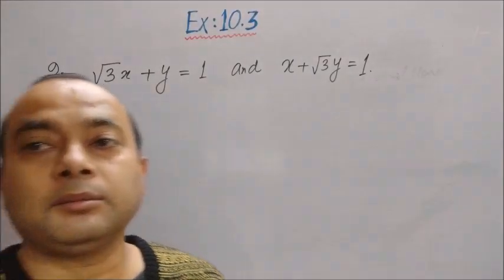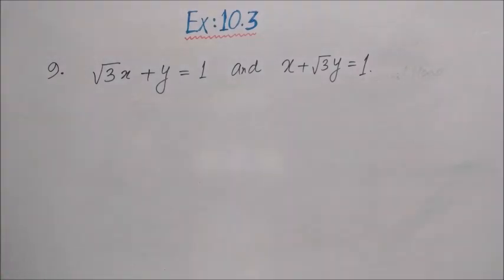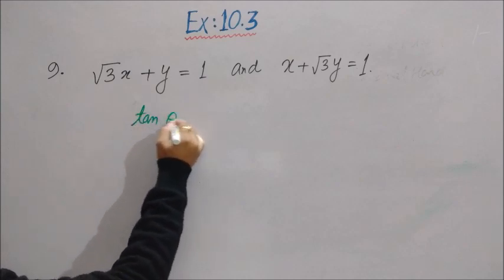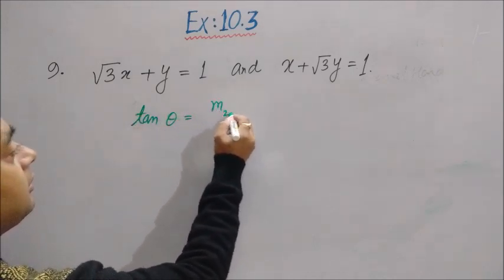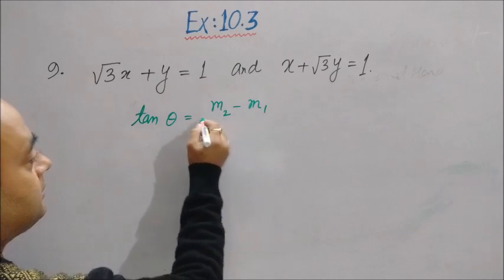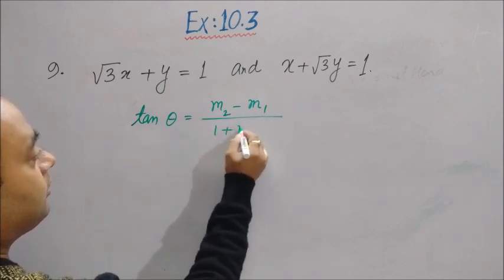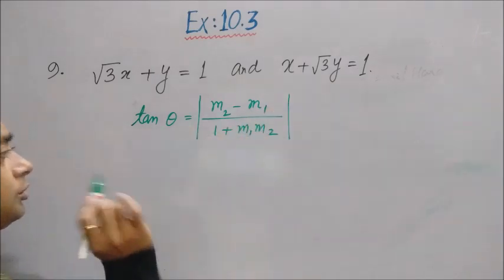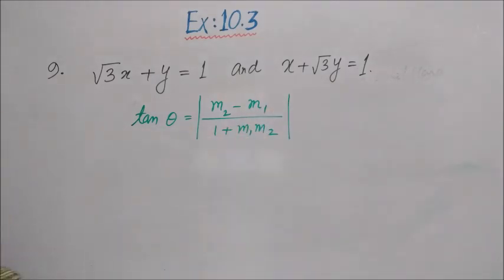Question number 9, we have to find the angle between these two lines. And what is the formula that we have written? Tan theta equal to mod of m2 minus m1 upon 1 plus m1 m2. So this was the formula, right?